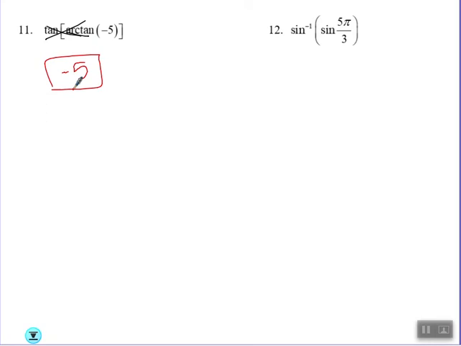Number 12 is a little bit different because first we are taking the sine of 5 pi over 3. Well, if we look at our unit circle, 5 pi over 3 is here. So sine of 5 pi over 3 is going to be negative square root of 3 over 2. So we want to know what is the inverse sine of negative square root of 3 over 2.